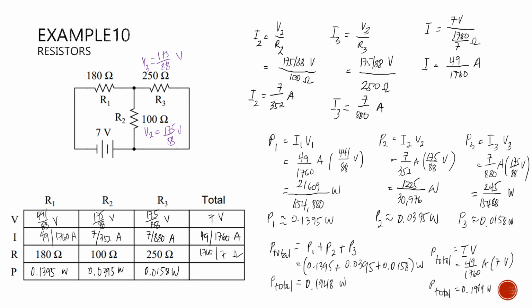So this is double checking if the values here for I and V are correct. You can also verify using the resistance values, to see if they coincide with Ohm's law and the formulas P equals IV, or P equals V squared over R, or P equals I squared times R. So that's approximately 0.194. Let's stick with the more exact value, 0.1949.